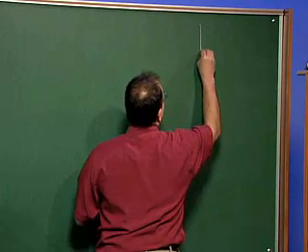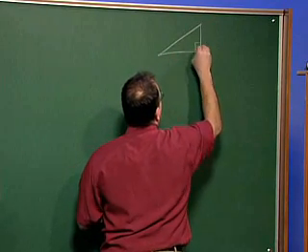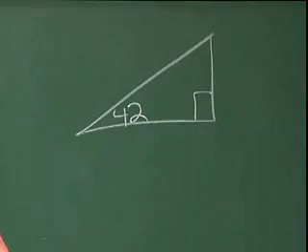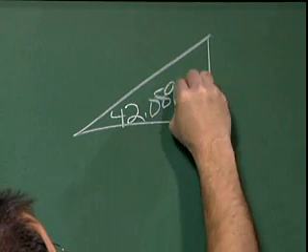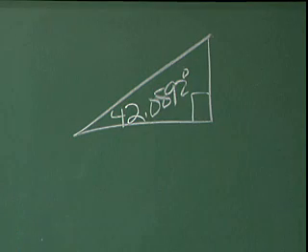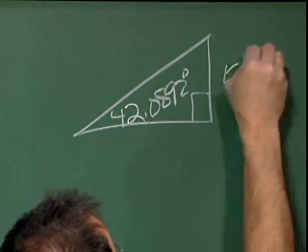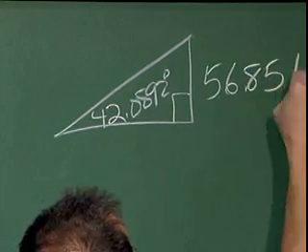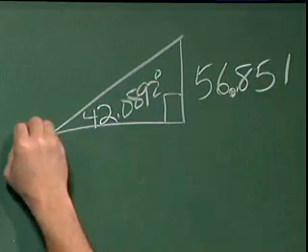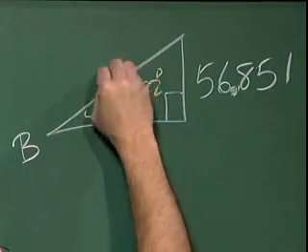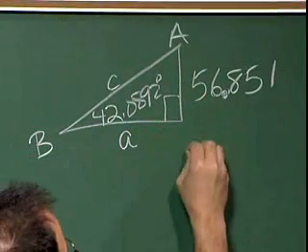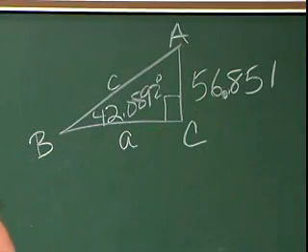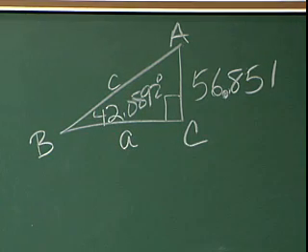So it's a right triangle, and we know that this angle is 42.0892 degrees. And we know that the side is 56.851. And this was B. Of course, we know that's C. This is angle A, so that's side A. And this would be angle C, which we already know is, of course, 90 degrees.